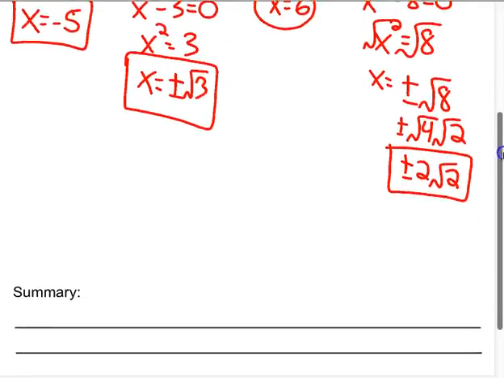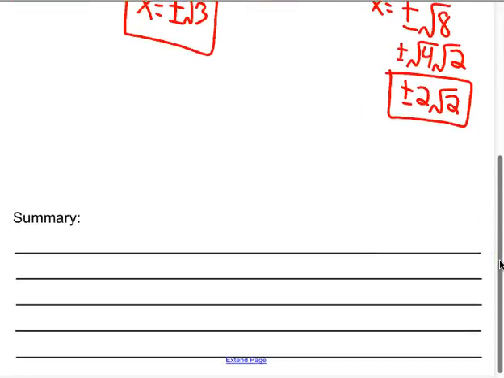So why don't you scroll down to the bottom for me and write that summary, okay? Write a little bit about how you're going to remember what to do, how you can recognize when to use this process, anything like that that may benefit you. So take a moment and write that out for me, and then come back ready to do your practice work.